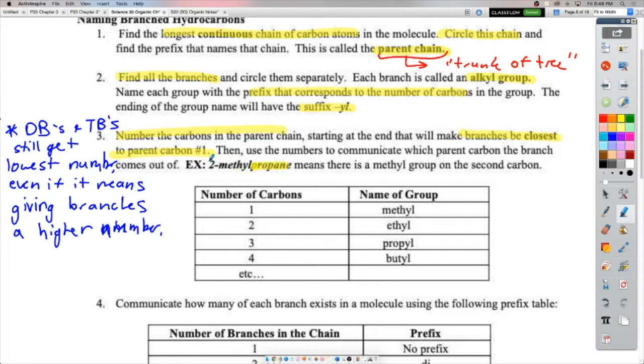So this tells us that on the second carbon in this propane, there is a methyl group. Hey, how many carbons do you think are in a methyl group? Well, methane had 1 carbon, so you guessed it, a methyl group will have 1 carbon, right? An ethyl group will have 2 carbons.